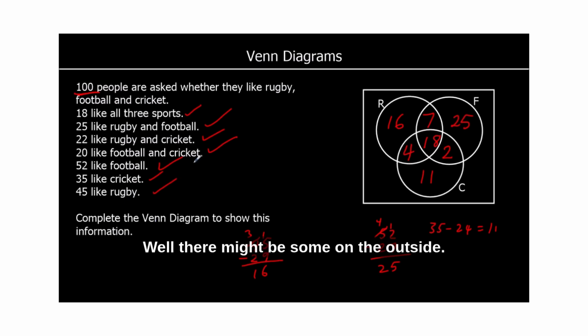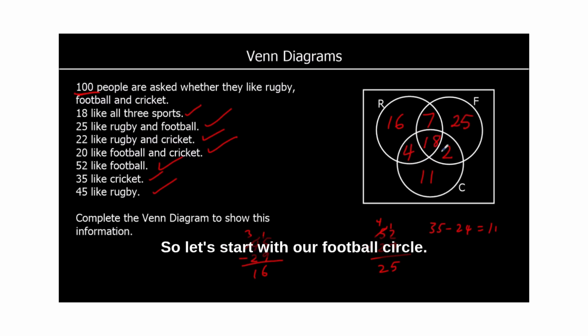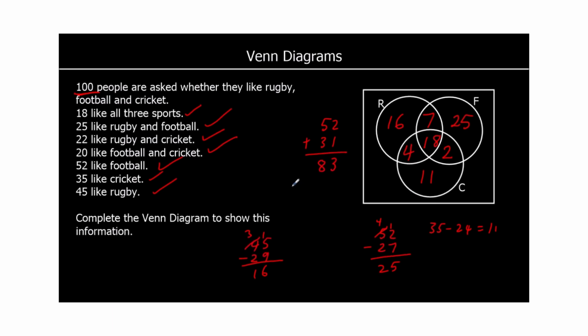Are we finished? Well, there might be some on the outside that don't like any. So let's add up what we've got. So let's start with our football circle. So the whole football circle was 52 people. Then we've got 16, 4 and 11. So 16 and 4 make 20, plus 11 is 31. So we've got 83 people so far, which means there must be 17 on the outside.